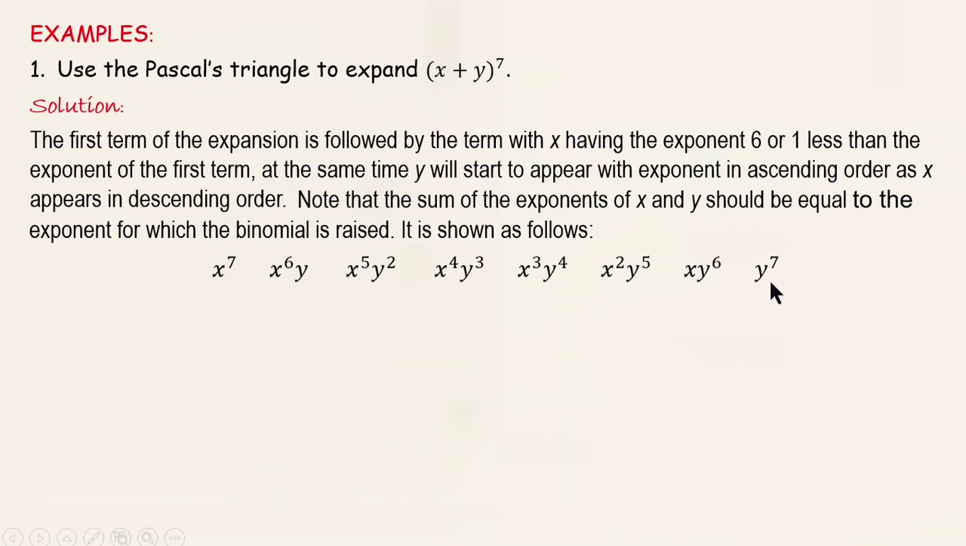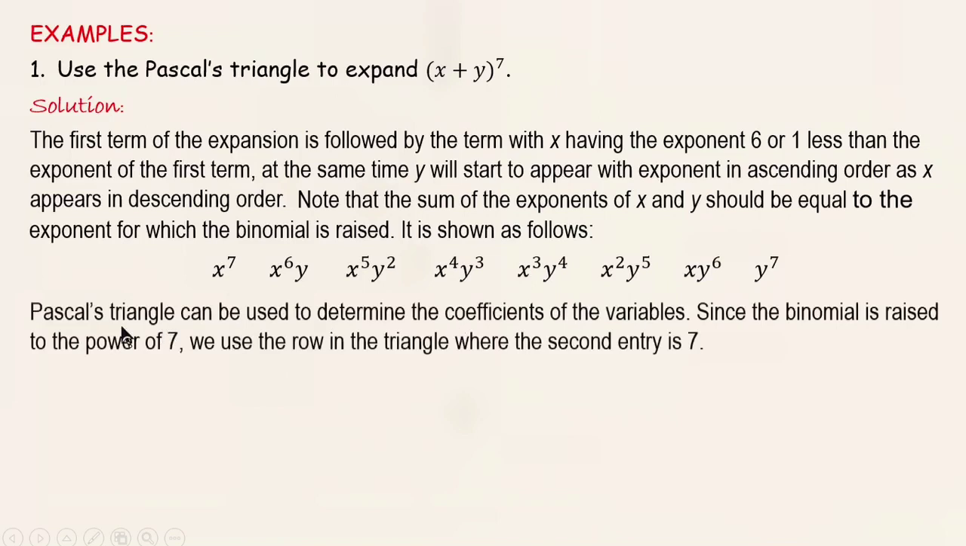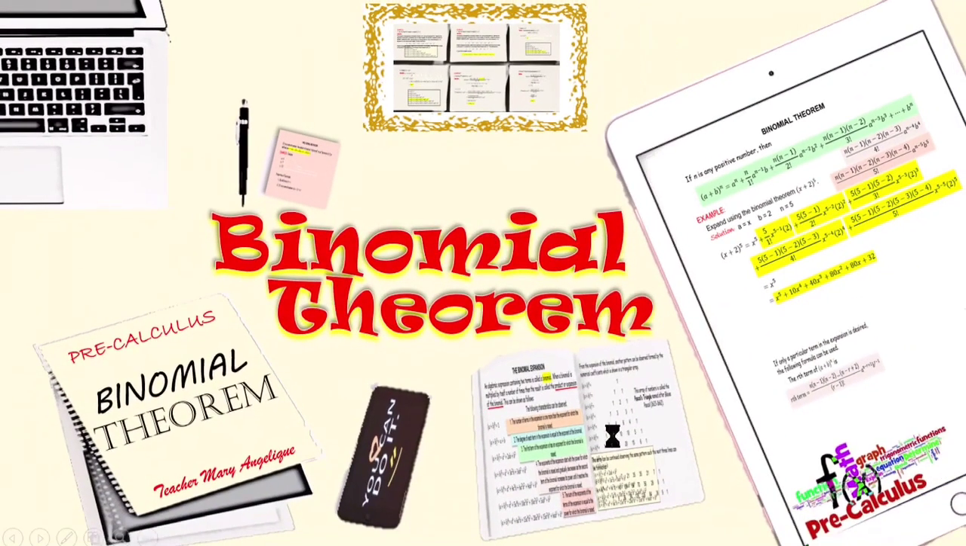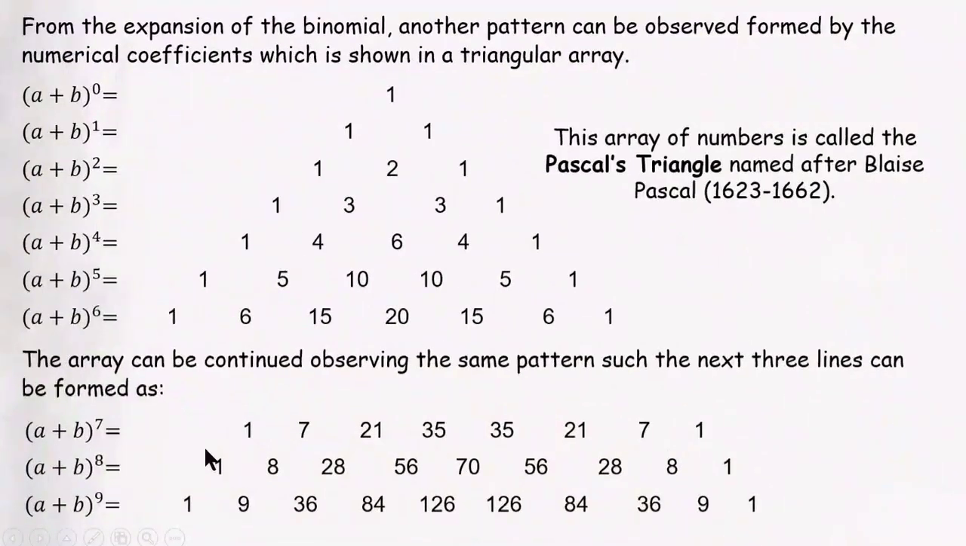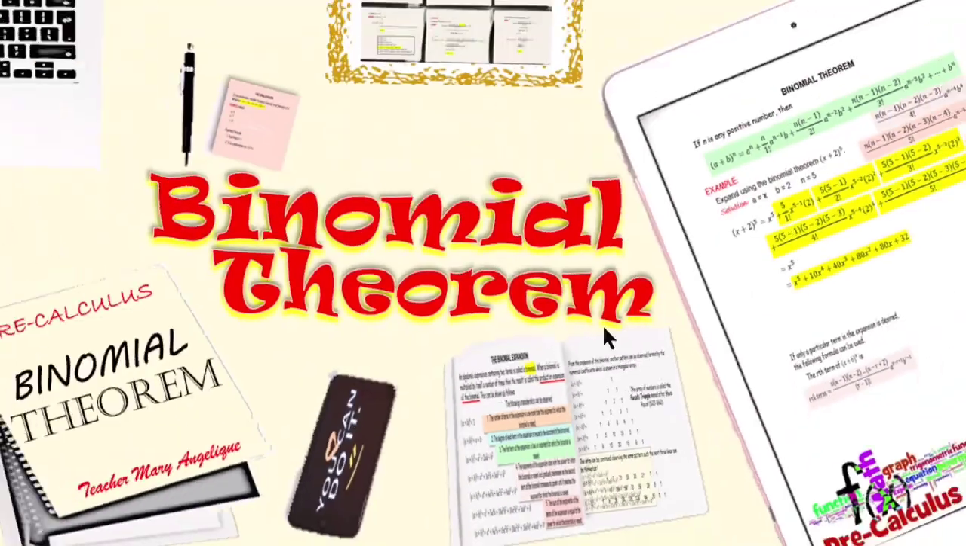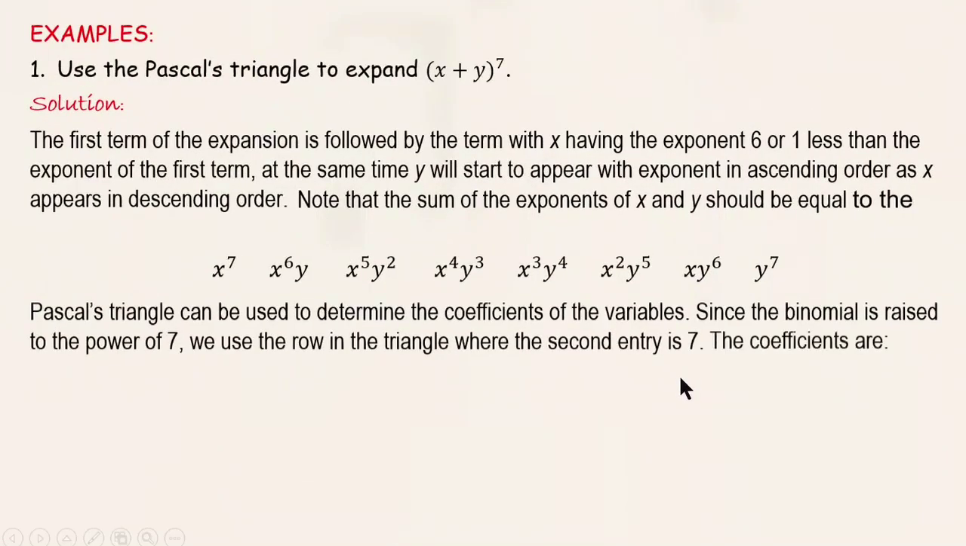Now, to determine the coefficients of the variables, the Pascal's triangle can be used. Since the binomial is raised to the power of 7, we use the row in the triangle where the second entry is 7. So we use these values. The coefficients are 1, 7, 21, 35, 35, 21, 7, and 1.